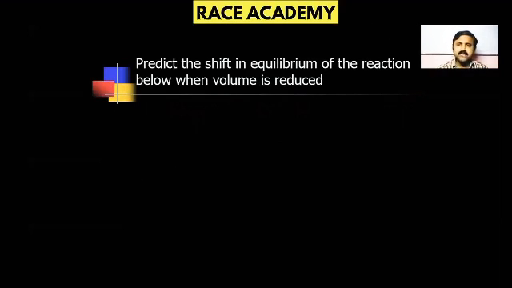Predict the shift in the equilibrium of the reaction below when the volume is reduced. When you decrease the volume, pressure increases, so equilibrium moves in the direction where there are fewer molecules. So the forward direction is the answer.